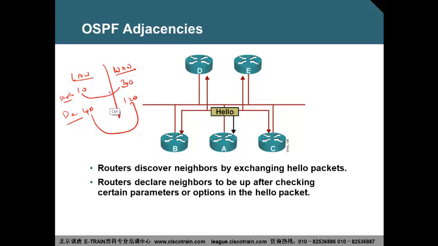Sorry, I'm wrong. 4 times of hello is the dead timer. So 4 fours are... 4 threes are 12. Then it is 30, sir. 4 threes are 12. Okay. 4 threes are 18. No, no, no. Oh, come on. Now what am I doing? 180, sir.